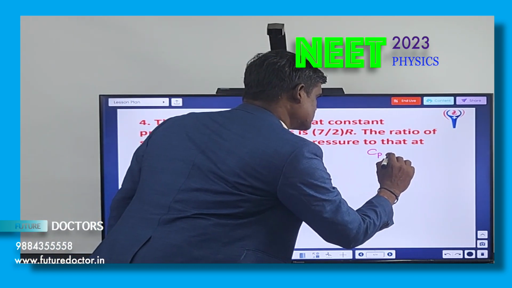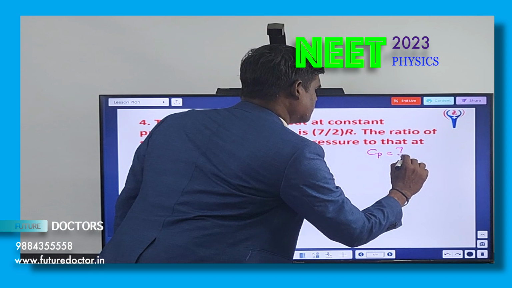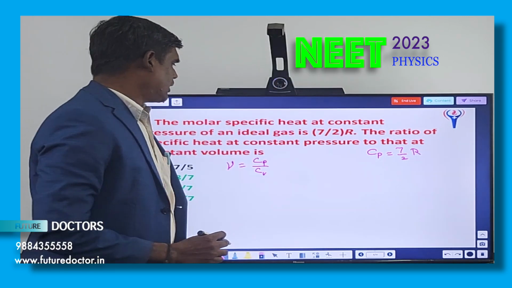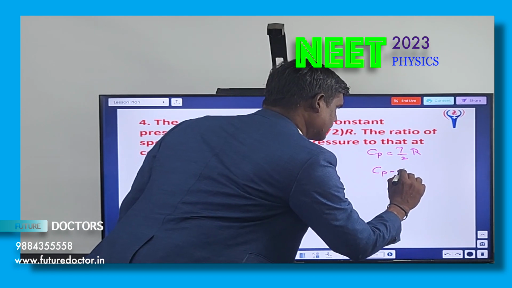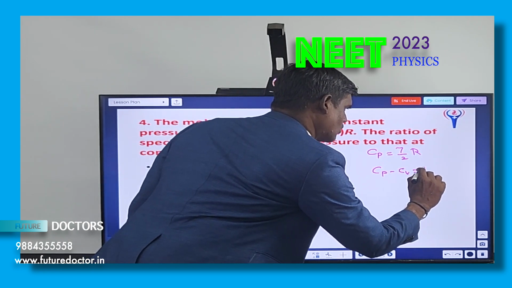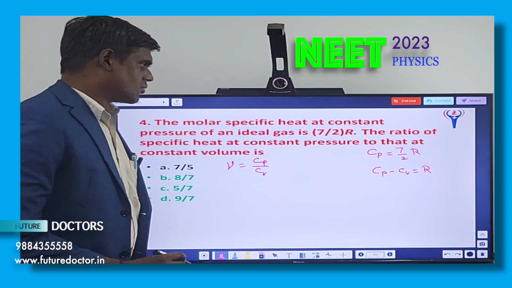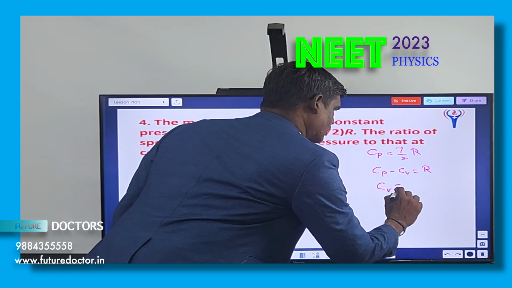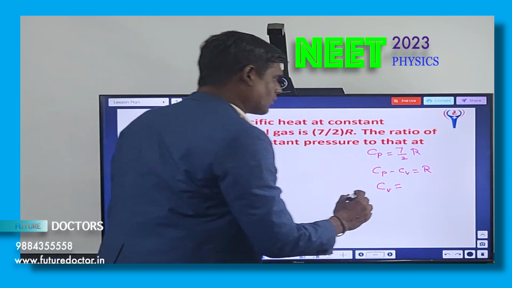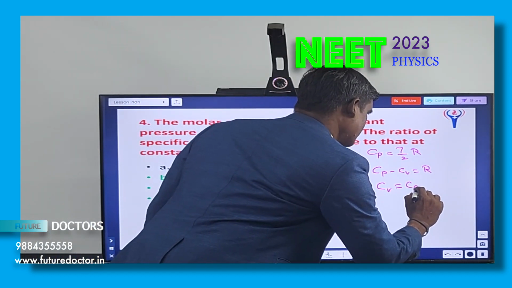Cp is given: Cp equals 7 by 2 R. And how can you find Cv? There is a relationship between Cp and Cv, that is Cp minus Cv equals R. Cv is the specific heat capacity at constant volume. So Cv equals Cp minus R.